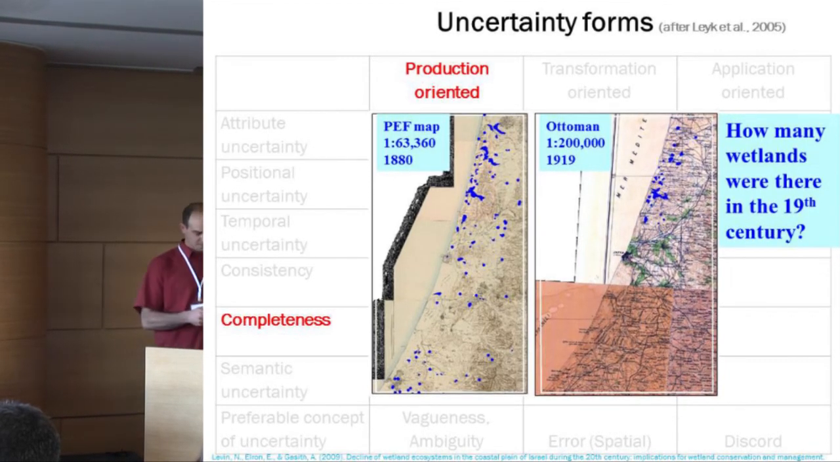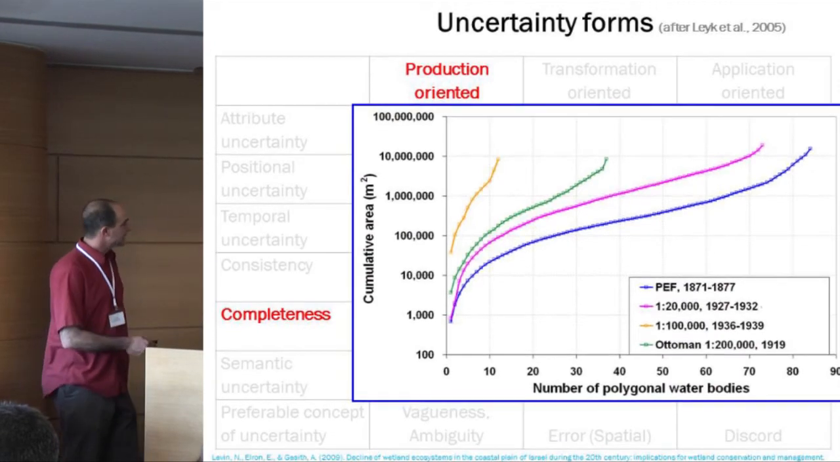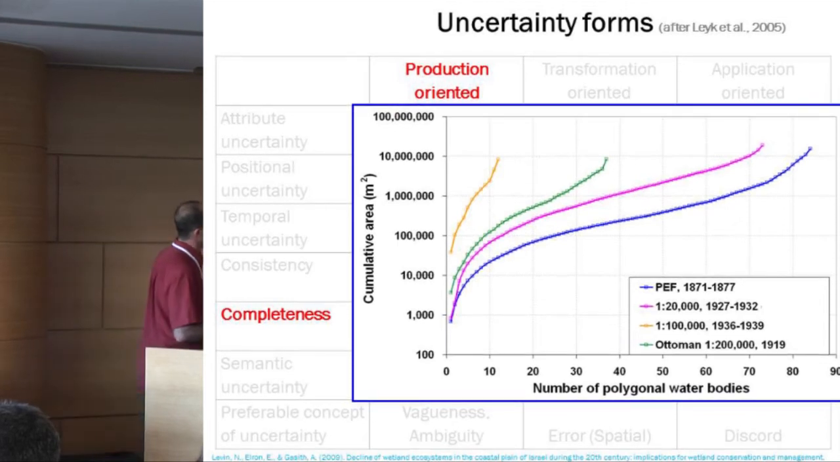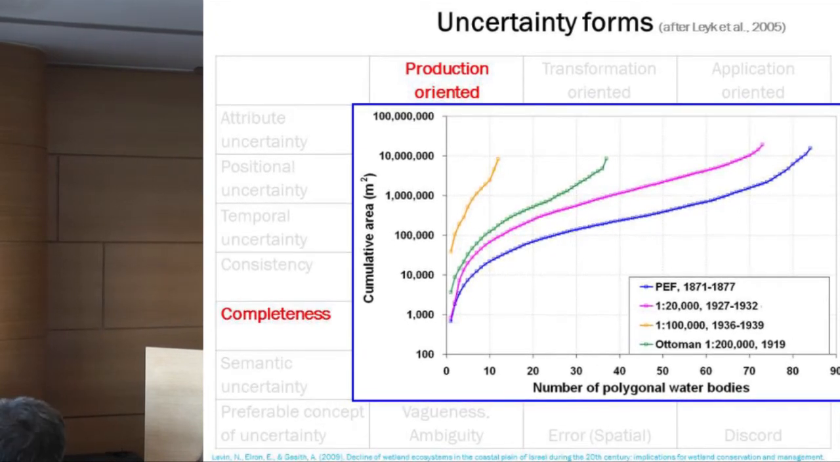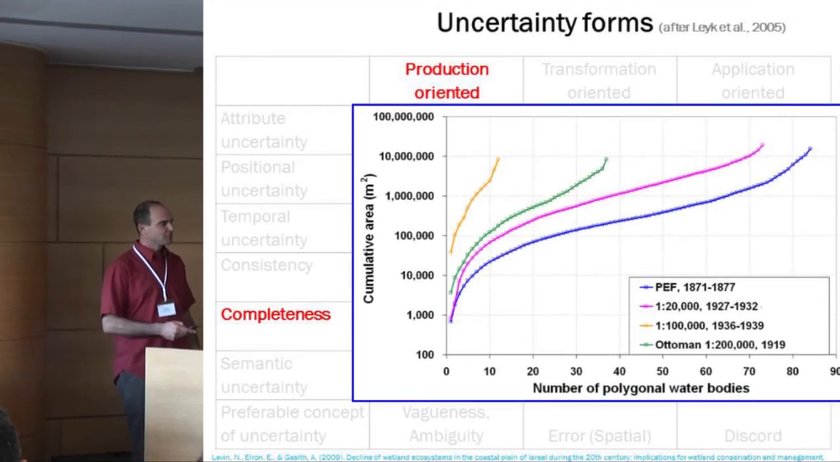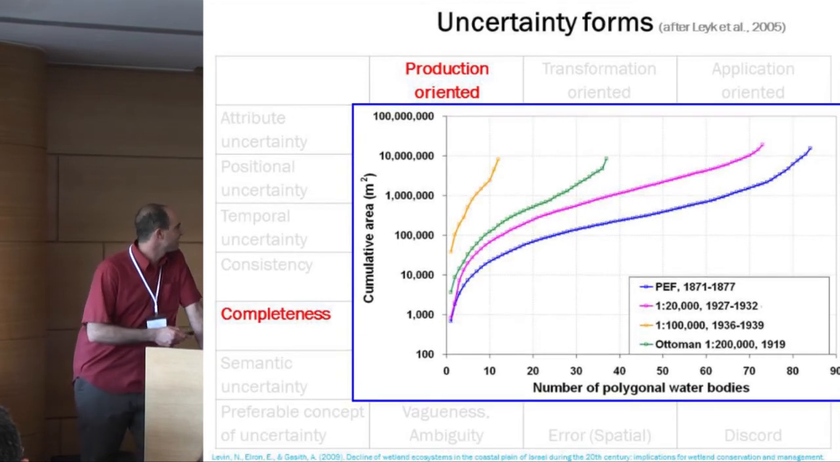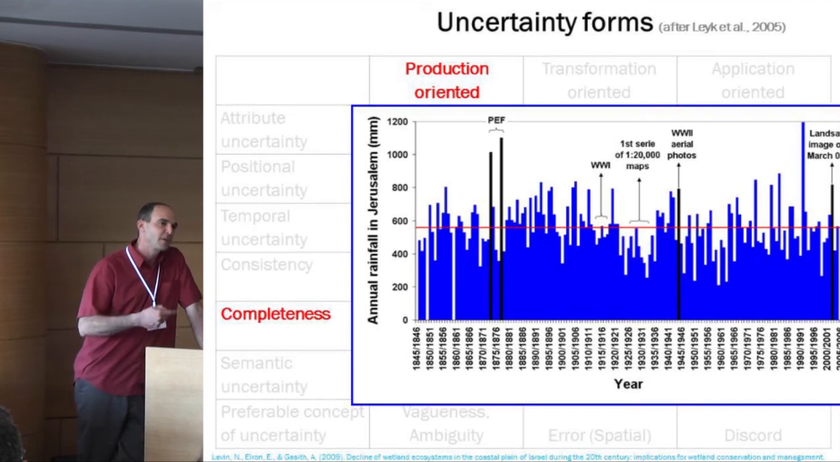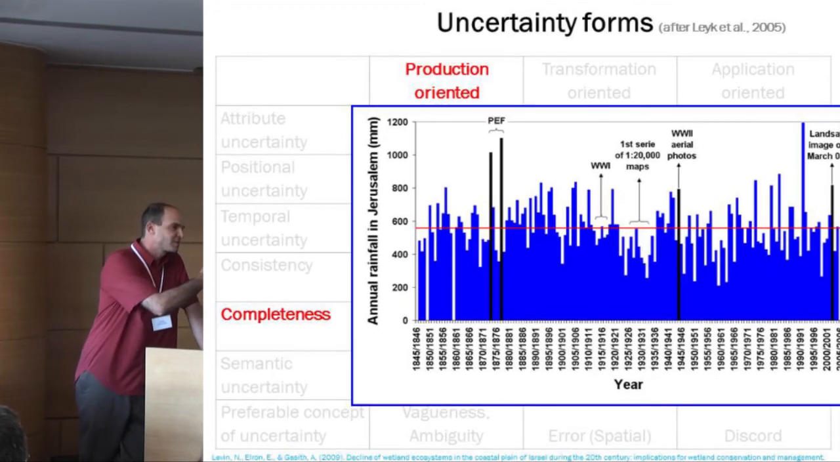Okay. So if we examine the total number of water bodies, of wetlands, we can see that the PEF map, which was the oldest one, mapped in this area maybe 80-something wetlands, whereas the British Mandate map from the 30s mapped only 10 wetlands. So this is related to scale, but not only to scale. Other things that may affect the number of wetlands in the area shown are, for example, rainfall. How much rainfall was there when the surveys were done?